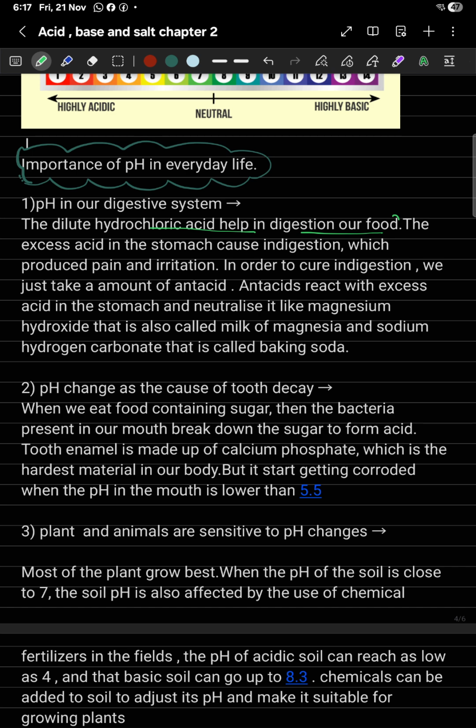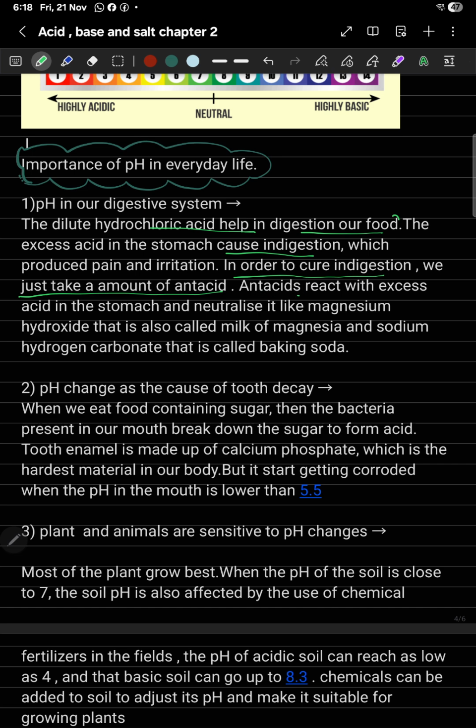If an excess amount of acid is present in our stomach, it causes indigestion, and to neutralize this we have to add a base, because an acid can be neutralized with the help of a base only. So in order to cure indigestion we take an antacid. Antacid means anti-acid, which is against the acid.